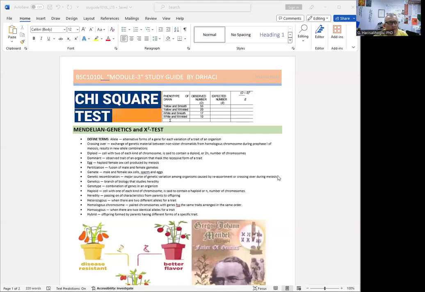This is Dr. Hasi. Today's topic is BSc 1010 Biology, General Biology 1 Lab, Module number 3 review. Module number 3 has actually 3 chapters: mitosis, meiosis, and the cell cycle, that's chapters 8 and 9; Mendelian genetics, chapter 11; and the chi-square test, chapter 13. So let's get started.